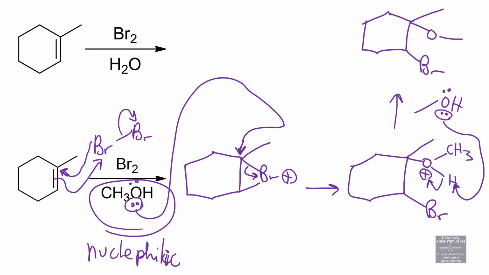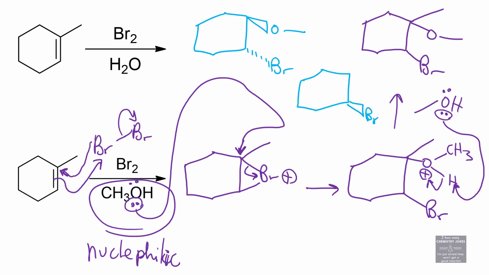That bromonium is going to be a concerted thing. It's going to make a syn-bromonium. Bust open that syn-bromonium, you get anti-addition overall. That's going to lead to my Br and OCH3 being anti. Br and OCH3 are anti.